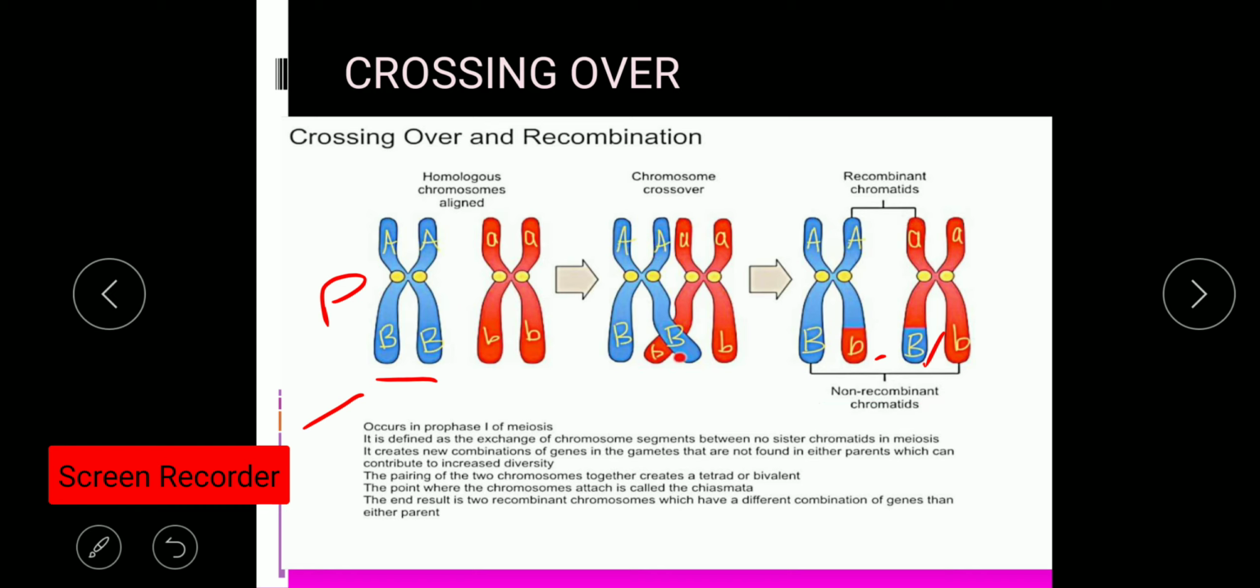So this is how genetic variation is brought, and variation is the raw material for evolution, and evolution is essential for the better adjustment or adaptation of any species in changing environmental conditions.